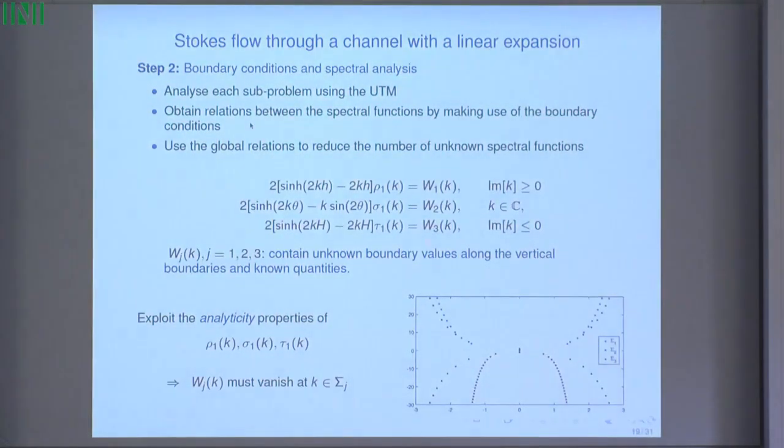This vanishes at those black points here. This is analytic everywhere in the complex plane, which means that the right-hand side must vanish at those points. And similarly for this expression here. So the W of j, the right-hand sides, must vanish at those points.